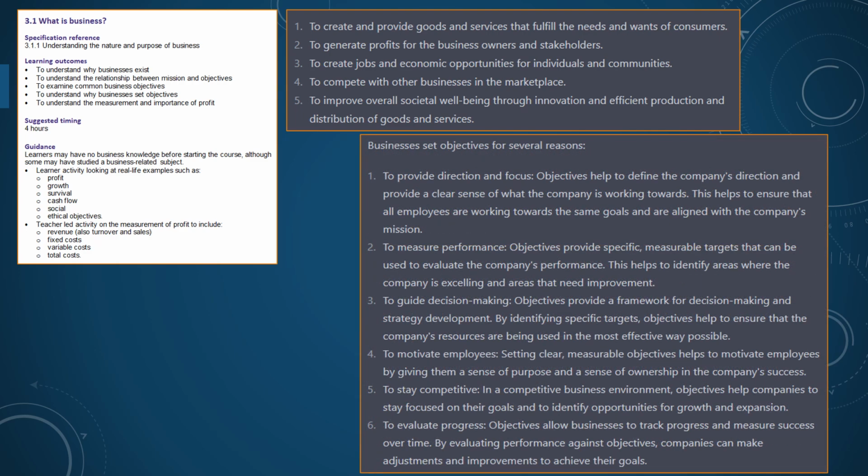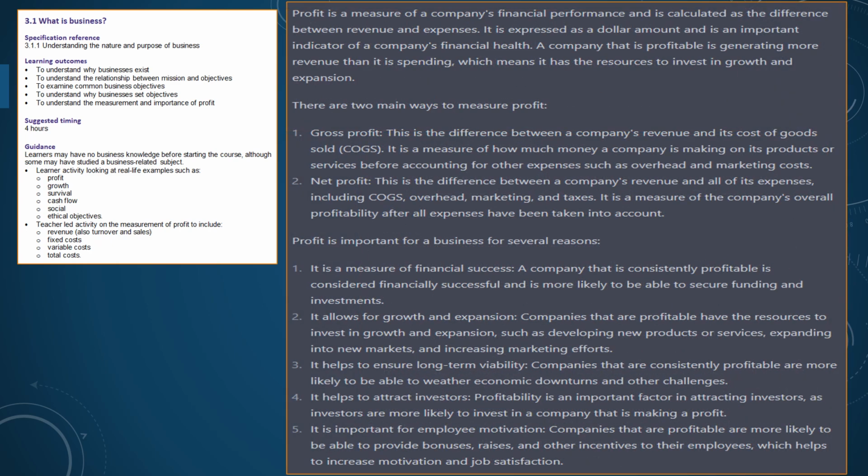Also, you've got the reasons why businesses set business objectives. That's important to understand. And finally, the importance of profit. Quite a bit of information on that one, so do take some time to read that.